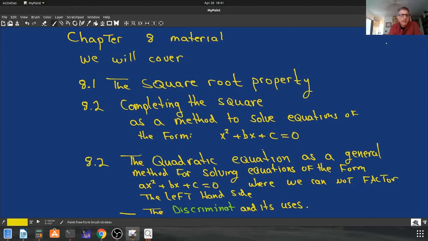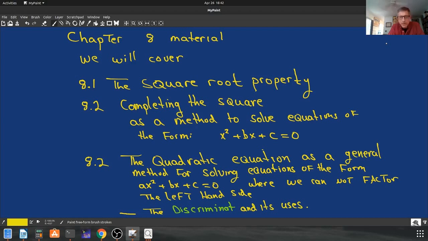So we're starting with the very last lecture of the course, and normally we will try to cover sections 8.1, 8.2, and 8.3 of Chapter 8, but we're only going to cover a little bit. We're not going to cover anything in Chapter 8.3, and of 8.1 we're just going to cover what's known as the square root property.